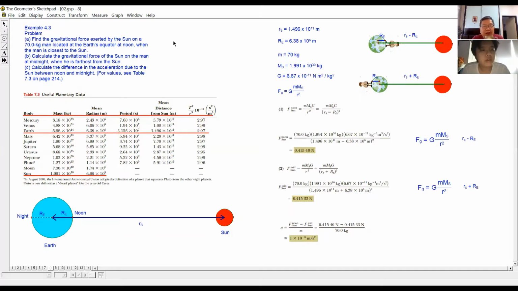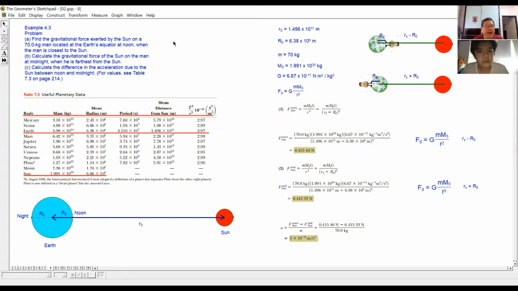Find the gravitational force exerted by the Sun on the 70-kilogram man located on the Earth equator at noon, when the man is closest to the Sun. Calculate the gravitational force of the Sun on the man at midnight, when he is furthest away from the Sun. Calculate the difference in the acceleration due to the Sun between noon and midnight.